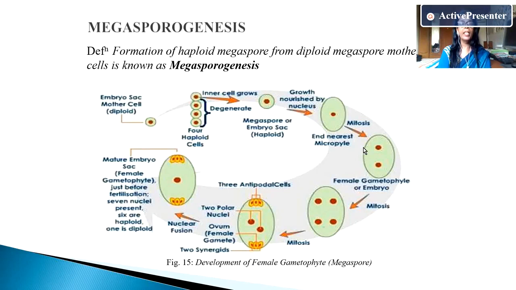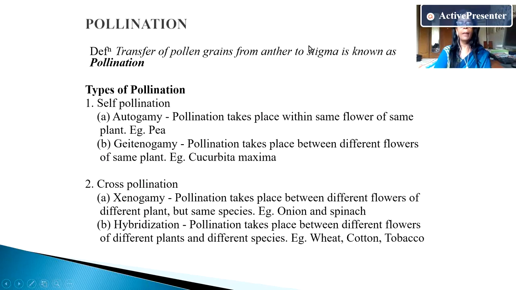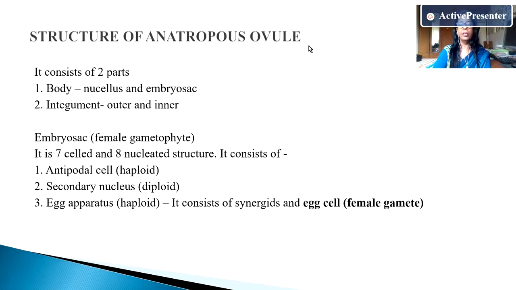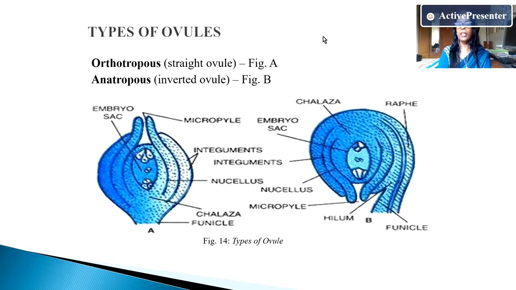Then coming to megasporogenesis, how the embryo sac, the female gametophyte, is produced inside the nucellus. Just now I told you the female gametophyte is produced from one of the cells of the nucellus. From this nucellus, the embryo sac is produced. So this is the megaspore, the central portion. This is the female gametophyte, produced from one of the cells of the nucellus.